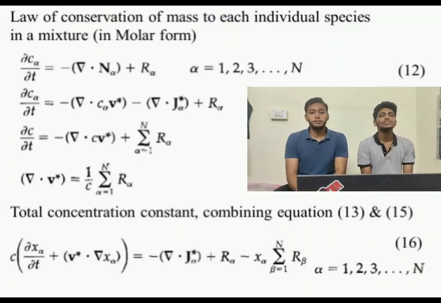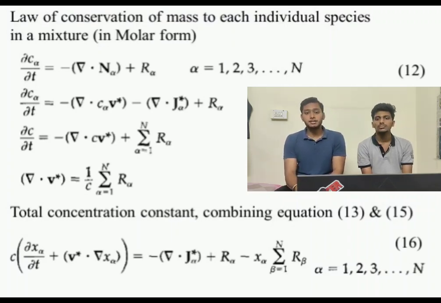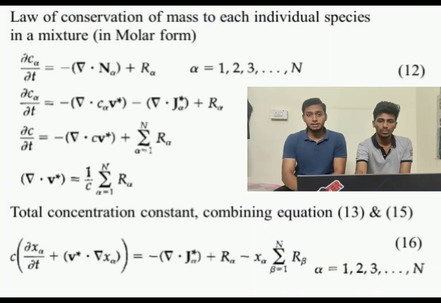Next, the correction term, which is minus x alpha into summation of R beta from beta equal to 1 to n. This is the sneaky important term. Even if a species isn't reacting, its mole fraction changes when the total number of moles changes due to other species reactions. For example, if hydrogen and oxygen react to form water, the total number of moles drops and all of the mole fractions shift, even for inert species.